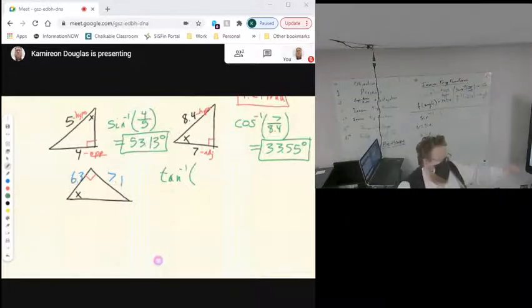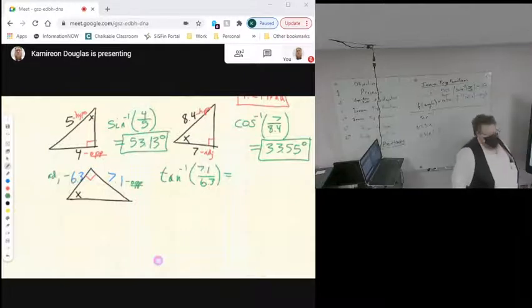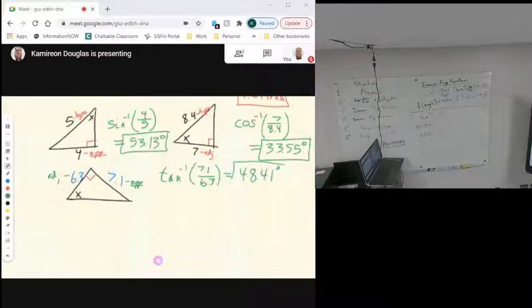So again, to use tangent inverse, I have to plug in the ratio so I can find out what the angle is. My ratio in this case, I want to put the right pieces together. So 7.1 is my opposite. 6.3 is my adjacent. So I set it up: opposite, 7.1 over adjacent, 6.3. And then I find my angle value. 48.41 degrees.